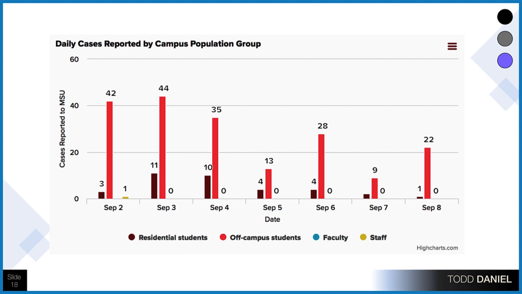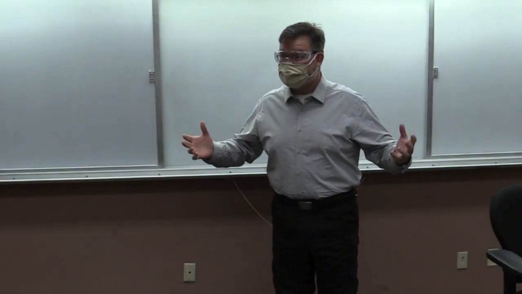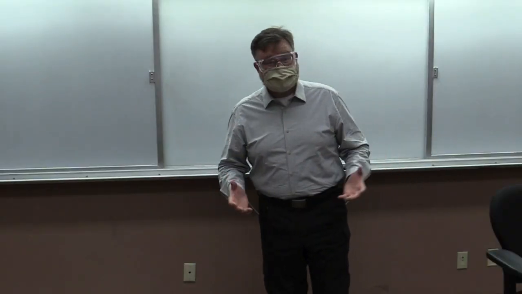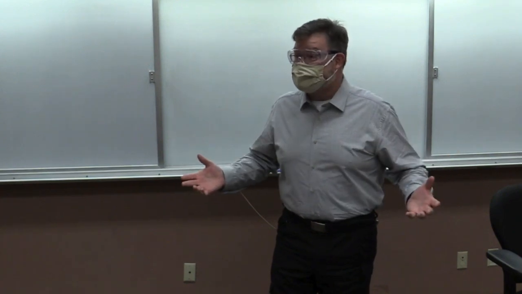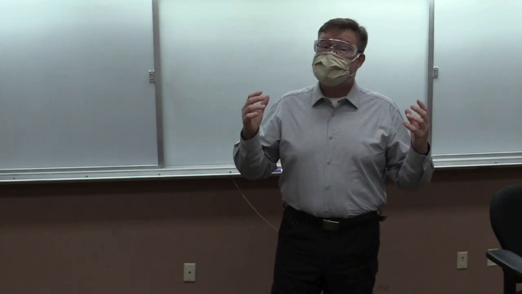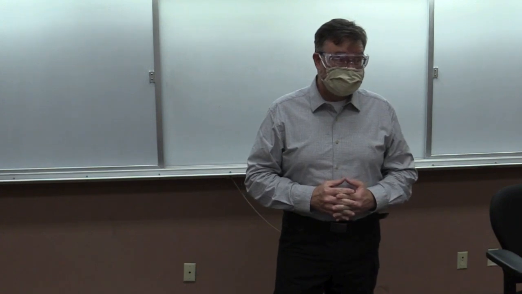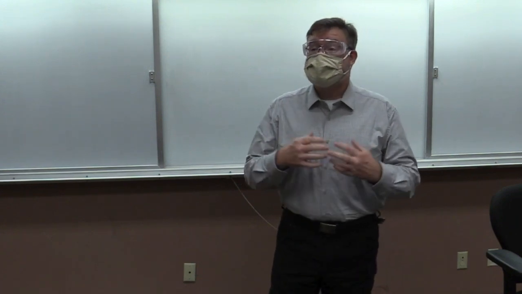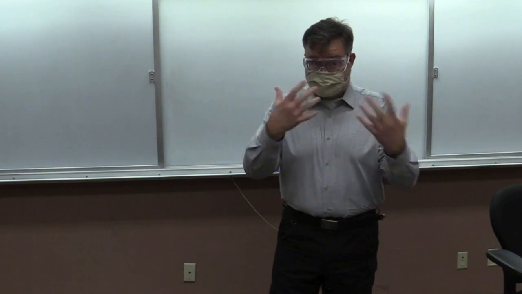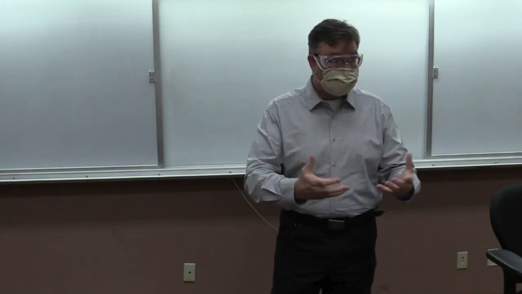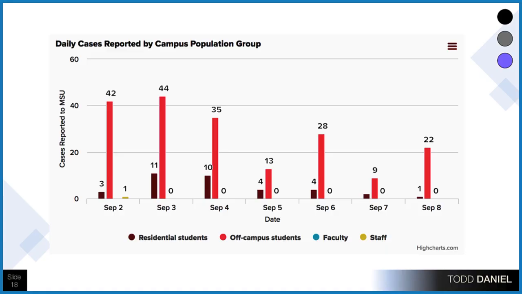Another way that the data have been presented more recently is through this bar chart that splits out the number of cases from residential students, off-campus students, faculty, and staff. As I look at the numbers, I see that the numbers for faculty and staff are very low, a lot of zeros and ones, and that makes me feel good because I'm faculty. On the other hand, there's nothing about faculty status that protects you from COVID, so I shouldn't take too much comfort in the fact that these numbers are low. There's nothing other than things that I am doing for personal protection that would contribute to that.